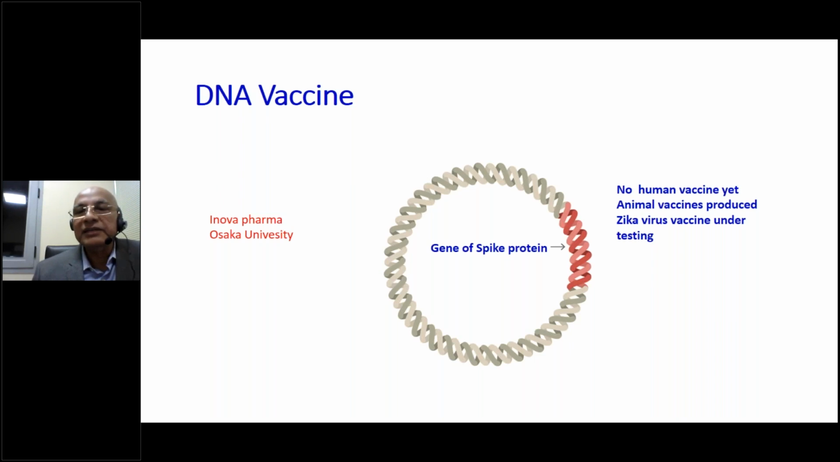So DNA vaccine, there is no front runner on this vaccine, but Innovio Pharma and Osaka University, they're doing it. And we'll discuss that in India, one effort is going on for a DNA vaccine. And again, no human vaccine yet based upon this system. And Zika virus vaccine is undergoing testing. It may come in future.